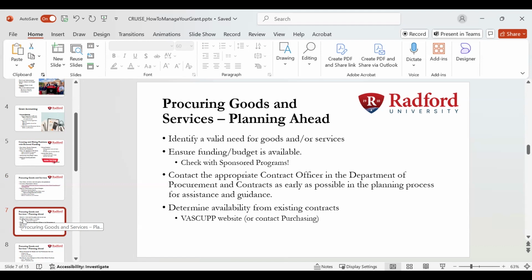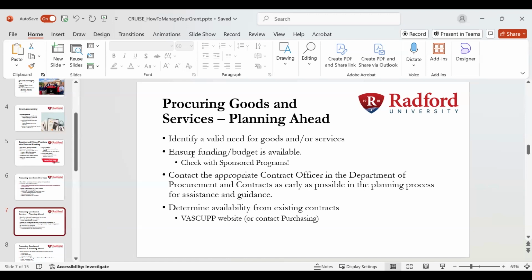So what you need to do really is identify a valid need for the goods and services. And that's usually done at the budget stage up front. So when we write proposals, we'll work with you on the budget and we'll ask you these questions: do you plan on providing goods and services, and what are they? That's obviously key, because when you write those things into your grant proposal and you get the award, you already have that written in there, so you don't have to go back and ask the sponsor, hey, is it okay for me to buy this type of item? You already had that identified in your proposal application.